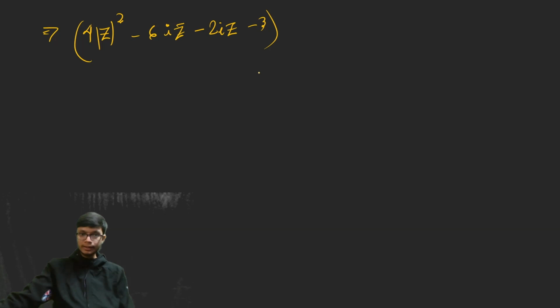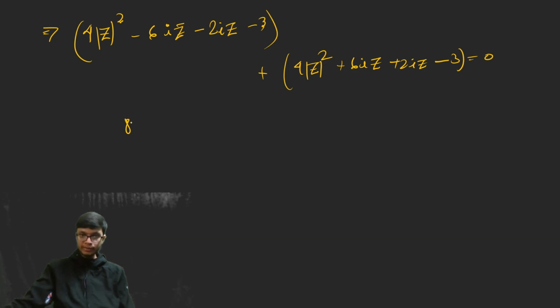So this is the first bracket, plus the second one is 4 times mod of z whole square plus 6 times iota z, and plus 2 times iota z, minus 3, is equal to 0. So if you simplify, the result will be 8 times mod of z whole square minus 4 times iota z, and this particular value will get cancelled. If you look at this value and this value, they get cancelled.